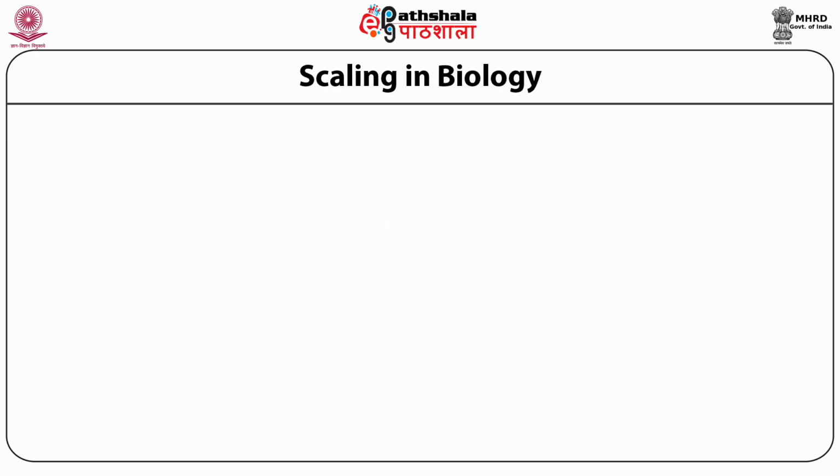Now let us discuss scaling in biology. Recently, it has been shown that scaling laws can be applied to living things. In general, smaller animals have quicker pulse rates and short lives, while larger animals have slow pulse rates and long lives. So, the life span of an animal varies with its mass, which is proportional to L cubed.